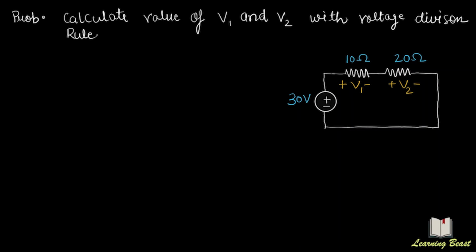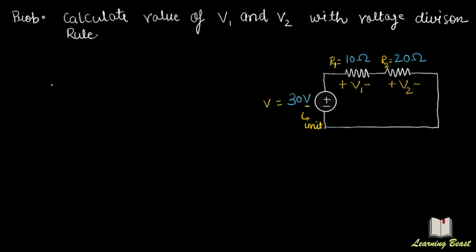So in the last slide we have studied what the voltage division rule is. Here two resistances are connected in series. I am assuming this as R1 and this is R2, whereas this is the value of the supply voltage, where V stands for the unit of voltage. So we have to calculate the value of V1 and V2.